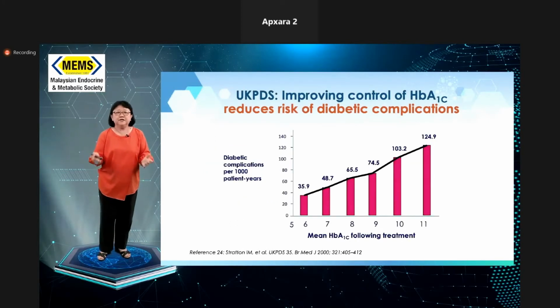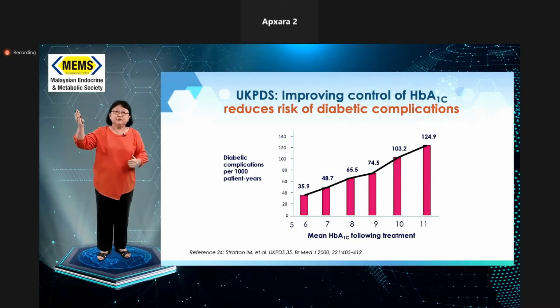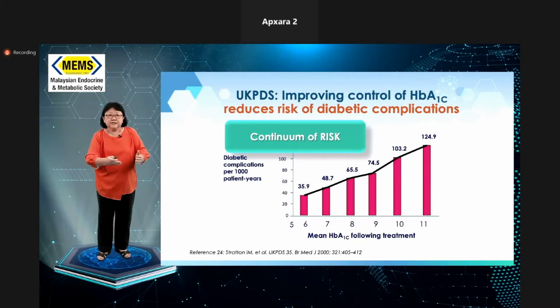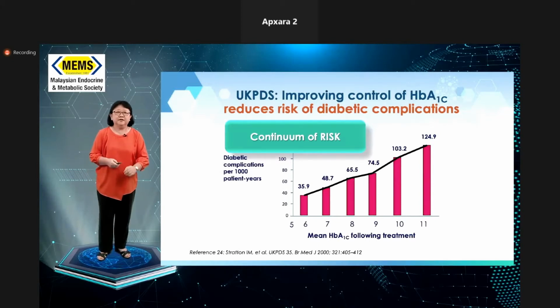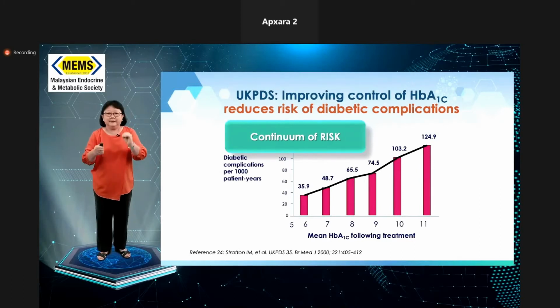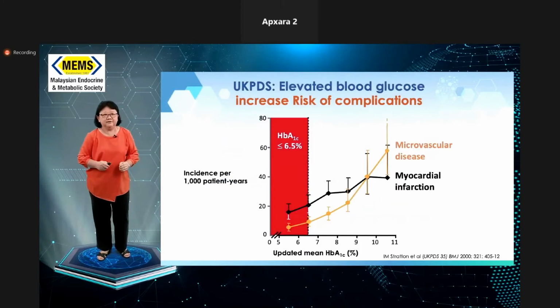This is also the UKPDS. What am I trying to illustrate? That there is a continuum of risk, that in fact there is no threshold below which you can say you need not lower anymore because you don't see any value or benefit. No threshold. The lower you get, the better the outcome for that individual.